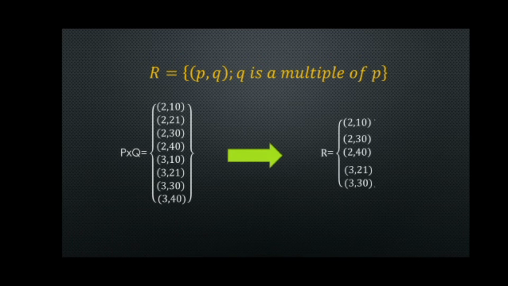10 is a multiple of 2. 30 is a multiple of 2. 40 is a multiple of 2. 21 is a multiple of 3. And 30 is a multiple of 3. So R will be (2, 10), (2, 30), (2, 40), (3, 21) and (3, 30).